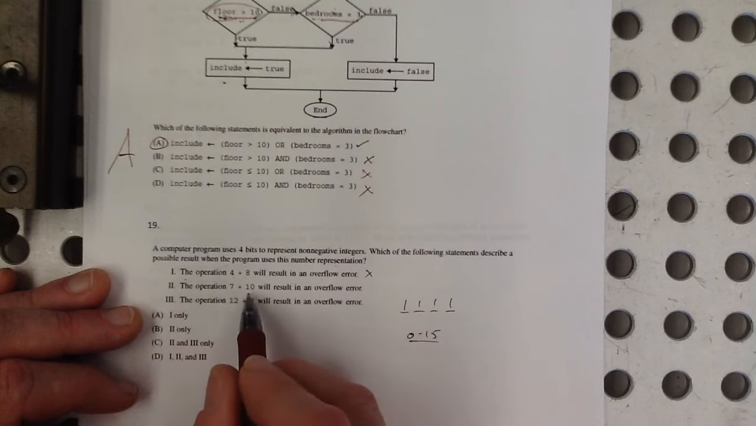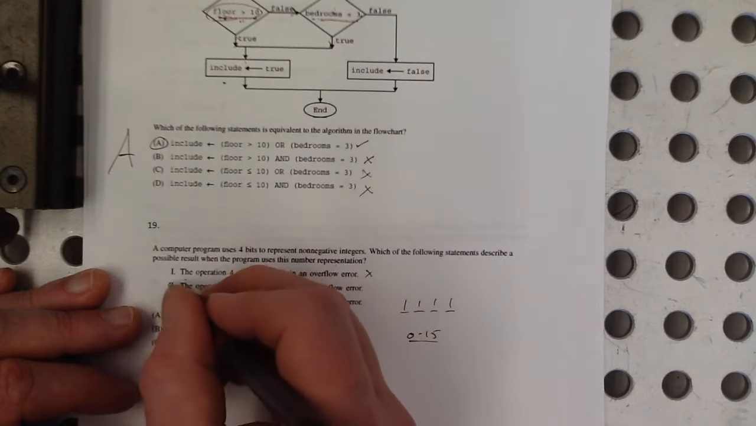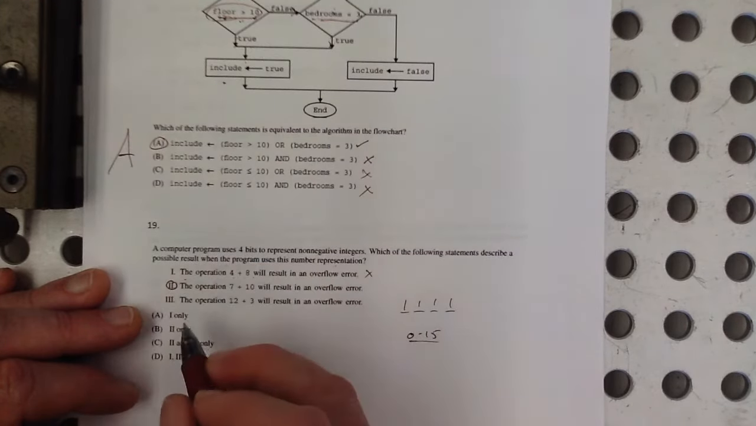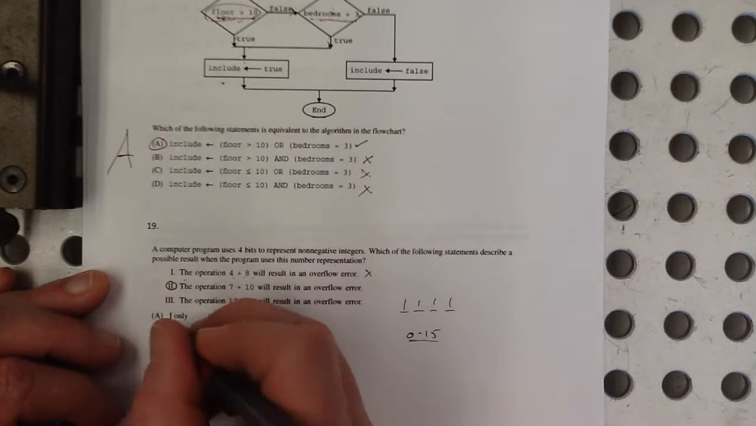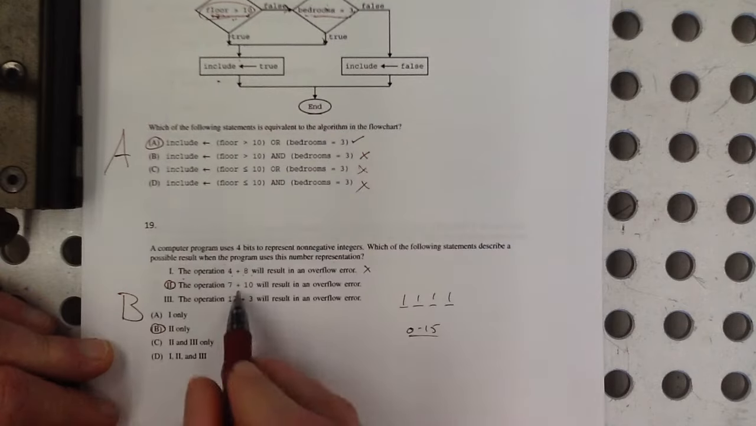The operation 6 plus 10 will result in an overflow error. Yes, it's too big. 12 plus 3 will result in an overflow error. Just 2. 17 is too big.